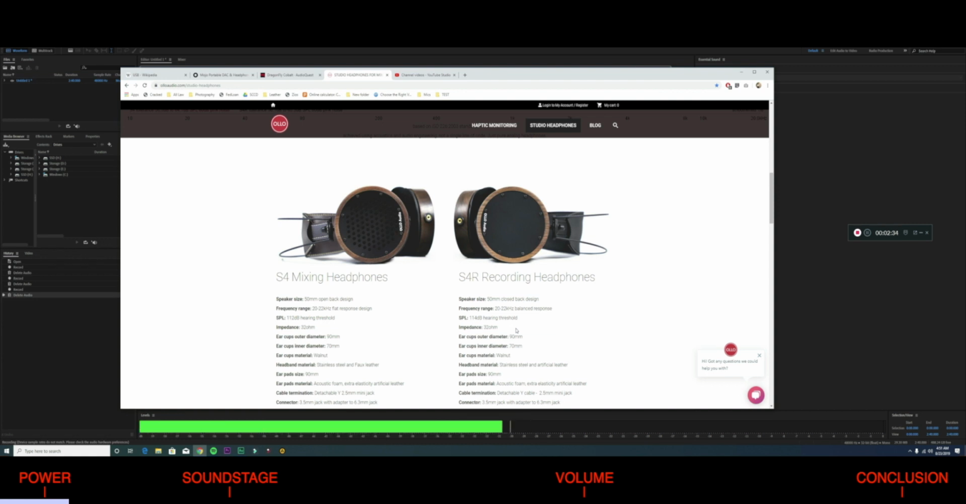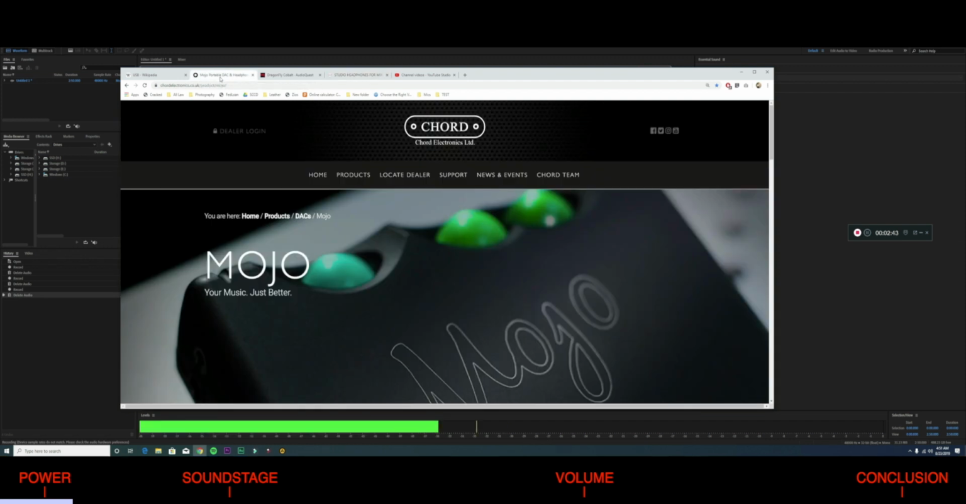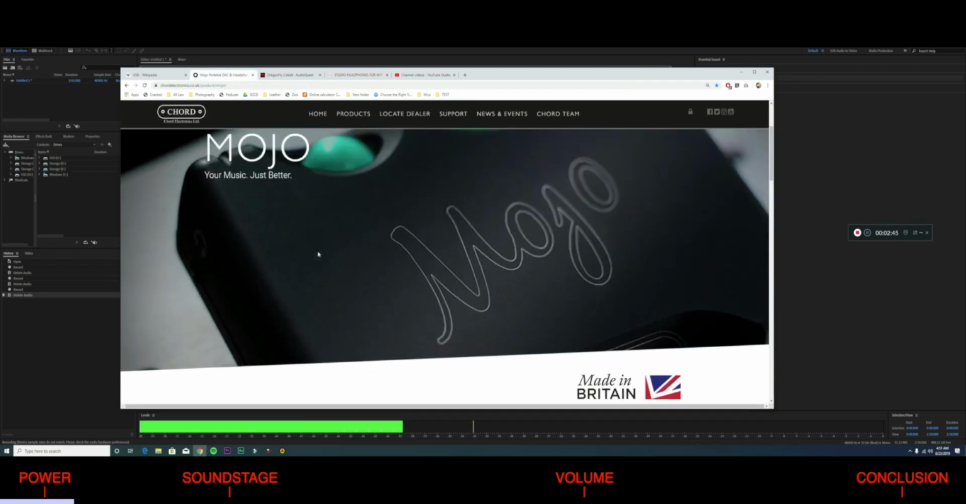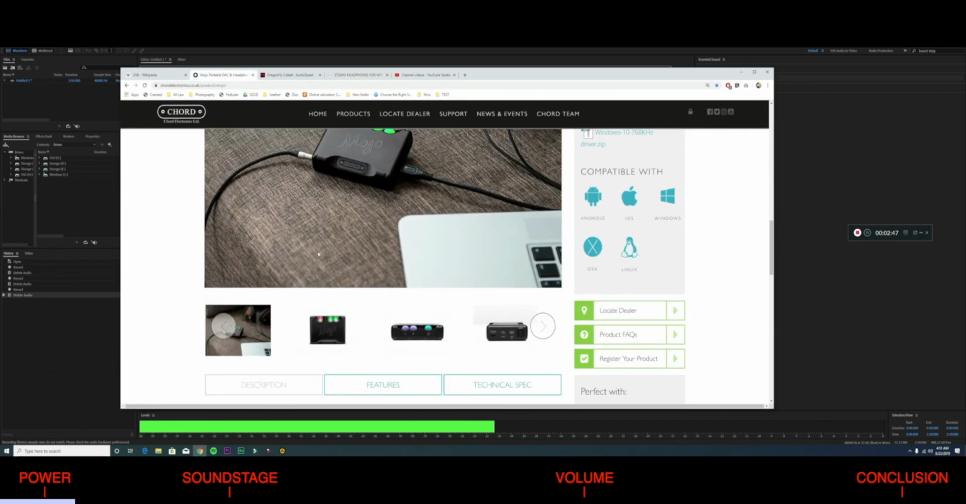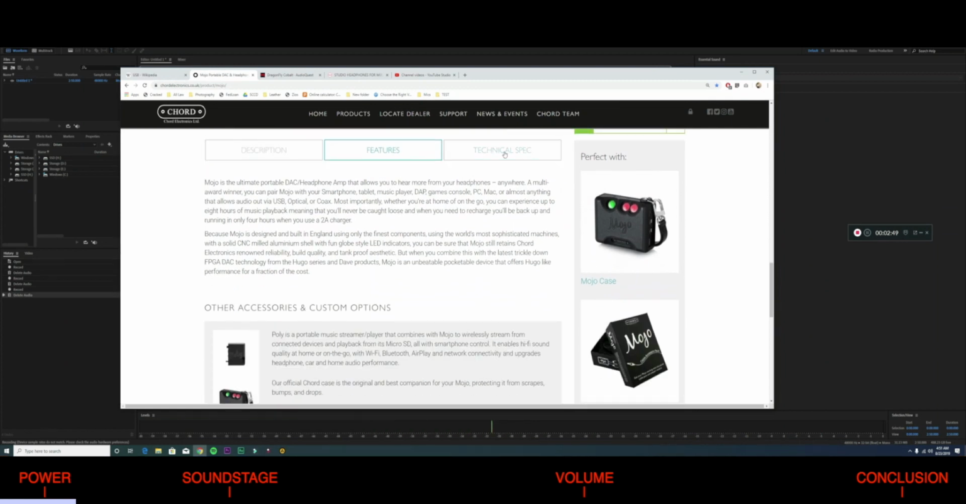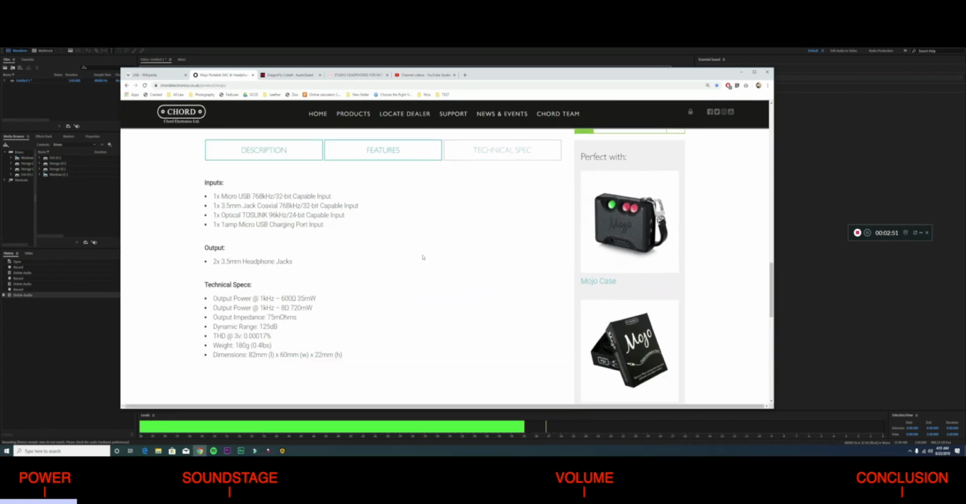But how do we get to the power? It's not as easy as you might think. You may say, just go to the manufacturer's website and they'll tell you what the output power is. Yes and no, and mostly no. If we go to the Chord Mojo website, here's Mojo, it looks so nice. You go down to the specifications, and the specifications say output power 8 ohms, 720 milliwatts. Output power 600 ohms, 35 milliwatts. What about the rest in between? Well, Chord says go jump off a bridge.